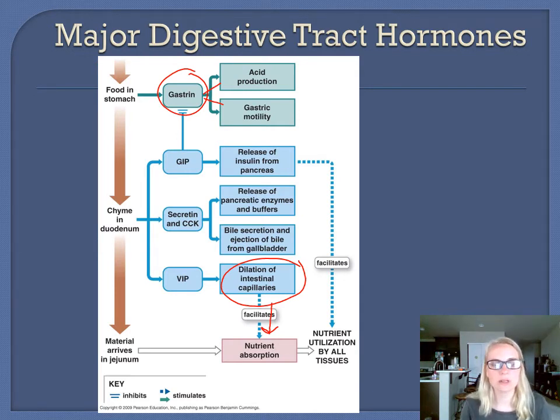And then there's one more that's on the list that's not on this picture. It's called enterocrinin. This goes and triggers duodenal glands to secrete their alkaline mucus when chyme comes into the duodenum.